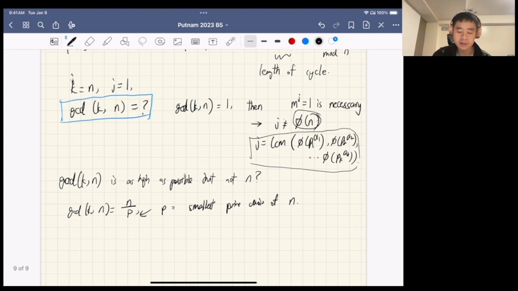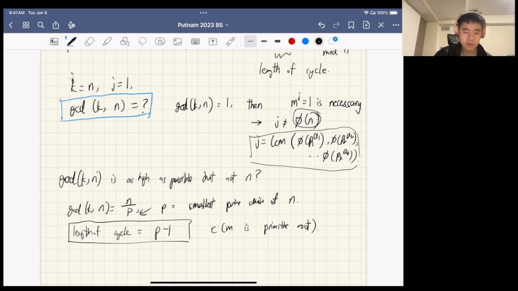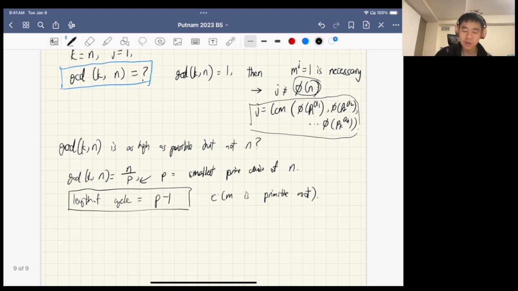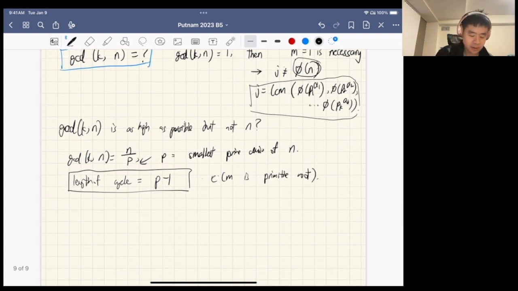So first of all, it turns out that the length of the cycle is going to be p minus 1. Well, again, because m is a primitive root. Now, one other thing is that the length of other cycles is greater than p minus 1. Well, by other cycle, I mean excluding n itself.